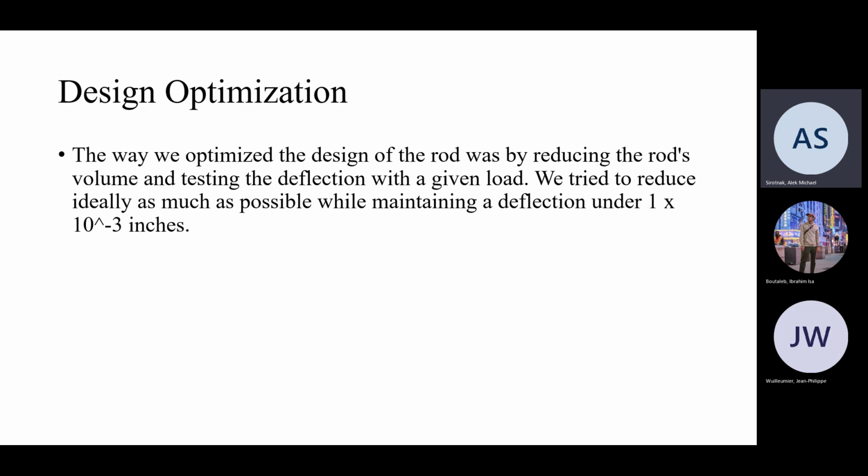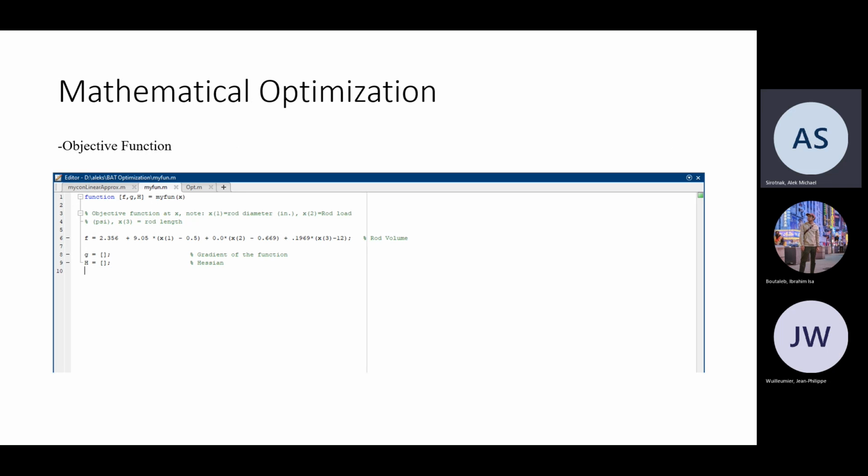For the design optimization, we decided to optimize the design by trying to decrease the volume of the design while still being able to resist the typical deflection a towel would give. And for our objective function, this is it right here. F equals 2.356, and so on. X1 is the rod diameter, X2 is the load in psi, that top load, and X3 is the rod length.